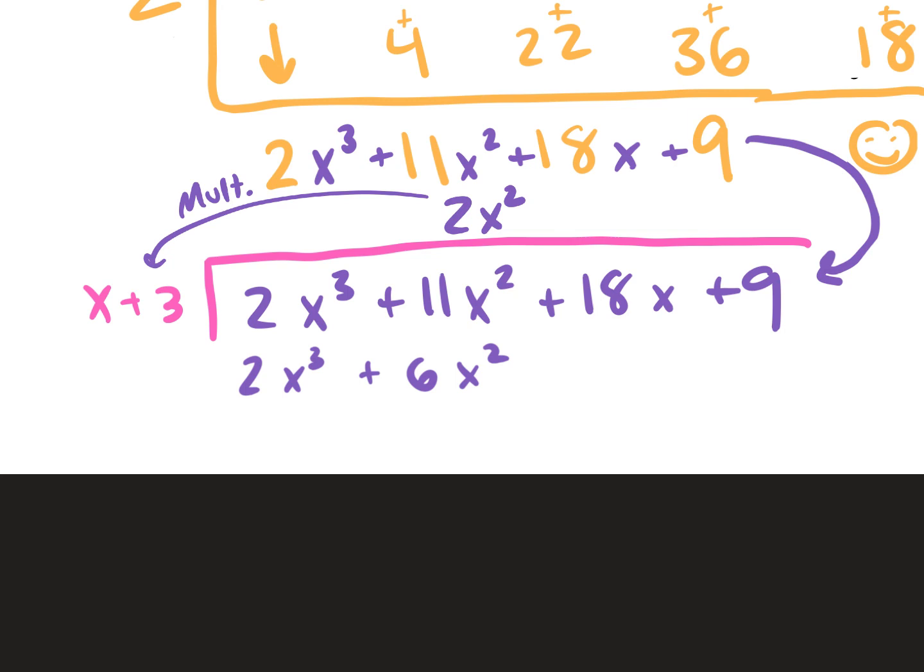What do I do next? Change the sign, and combine. So 2x cubed minus 2x cubed cancels. 11x squared minus 6x squared would be 5x squared.